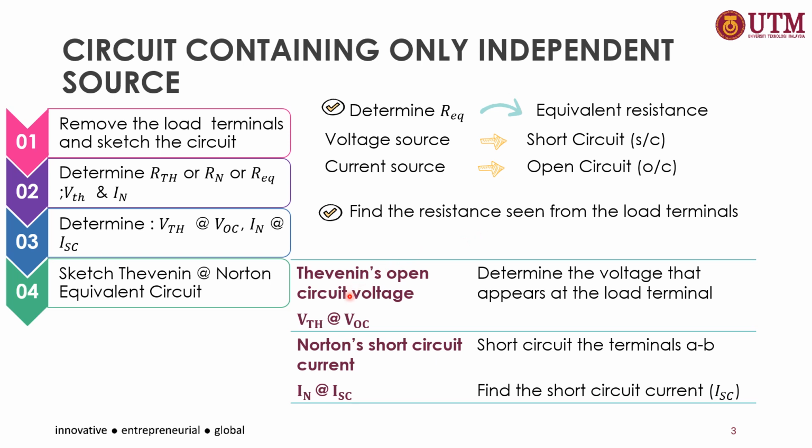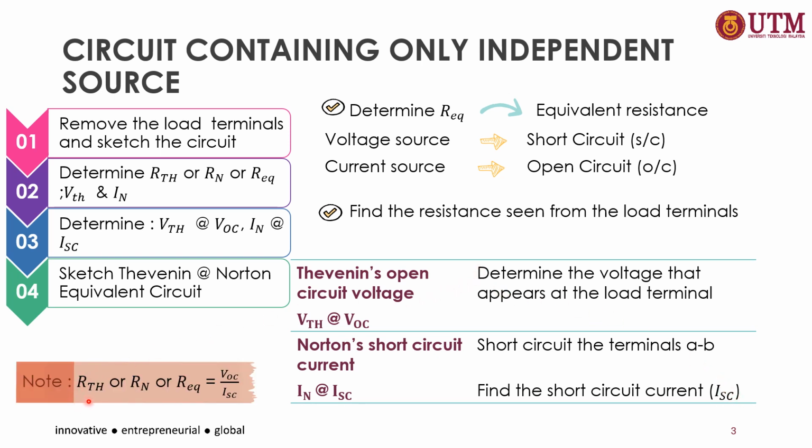Okay, for the Thevenin open circuit voltage, VTH or VOC, V open circuit, we determine the voltage that appears at the load terminal. For Norton short circuit, IN or I short circuit, we short circuit the terminal AB, so we need to find the short circuit current, I SC.